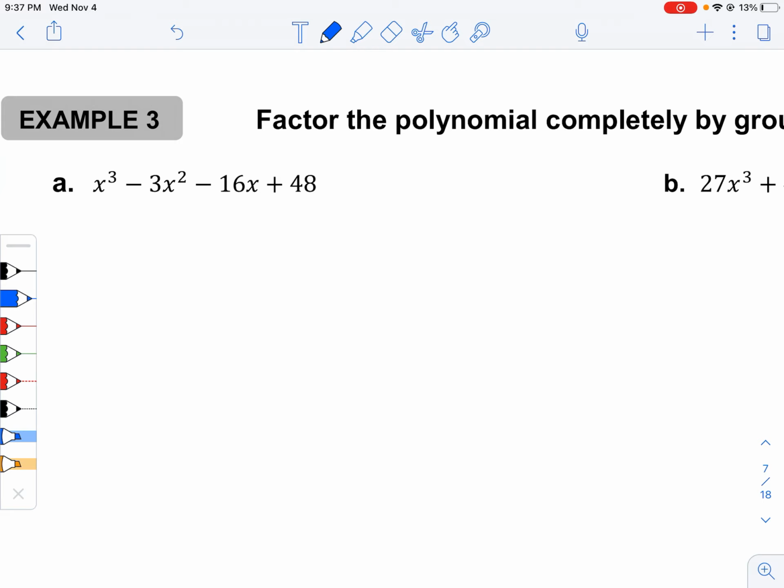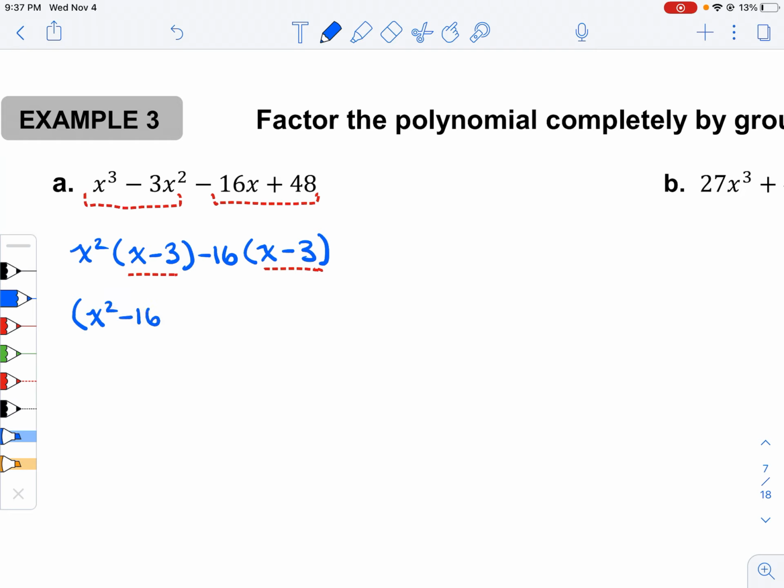Factoring by grouping comes in handy. Unlike in chapter 1 where we had to multiply and then split, this time we're already in groups here. We're going to consider these first two and these second two. When you have four terms like this, you can key in that you're going to factor by grouping. From the first two terms, I can pull out an x squared, which leaves me with x minus 3. From the second two terms, I can pull out a negative 16, which leaves me with x minus 3. Notice again, just like in chapter 1, these now match. So our factors are x squared minus 16 times x minus 3.